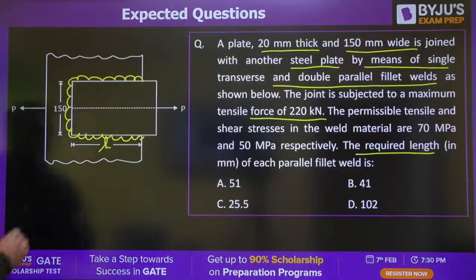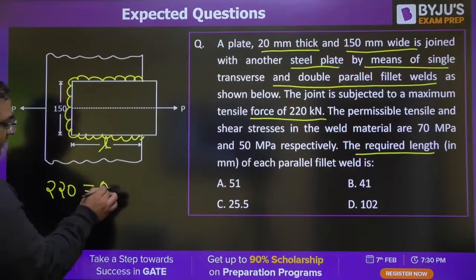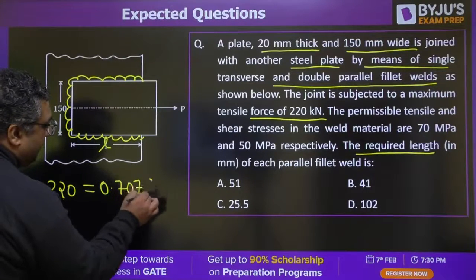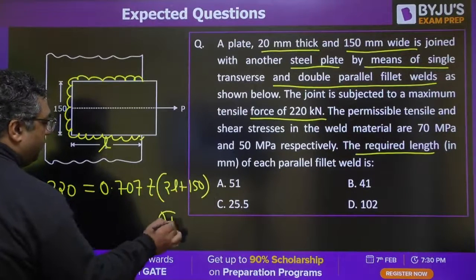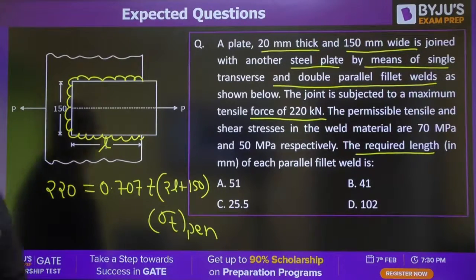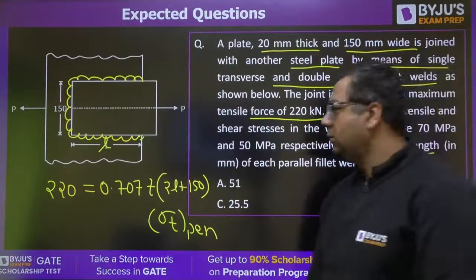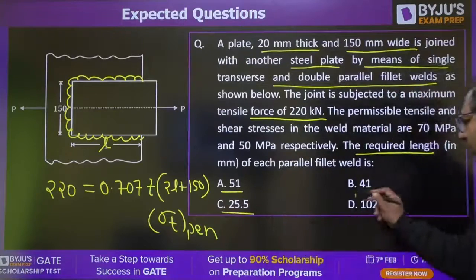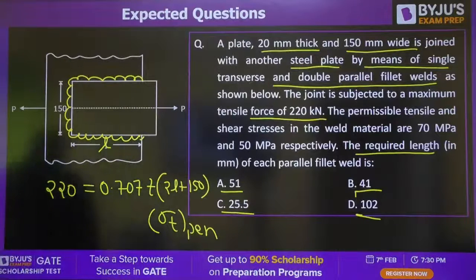I feel everybody knows that required load is 220 kilonewton. That will be equals to 0.707 times thickness times length, which is 2L plus 150. It will give you the answer of length. Solve it and get the answer. 51, 25.5, 41, 102. Solve this one. After this, we have one more question.